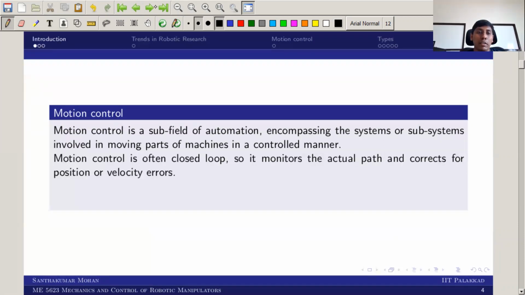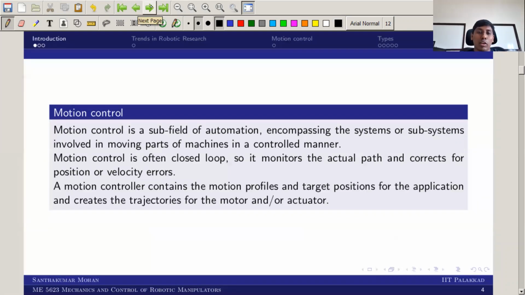So we will see what it is in that sense. It is open to closed loop. So far, what you have seen, inverse dynamics, is open loop, but right now it is closed loop. That is what you call motion control. It monitors the actual and desired path and corrects the position or velocity of the system. In the sense of errors, it corrects them and tries to follow the desired path. The motion controller will give the motion profile, which is what we call trajectory generation.